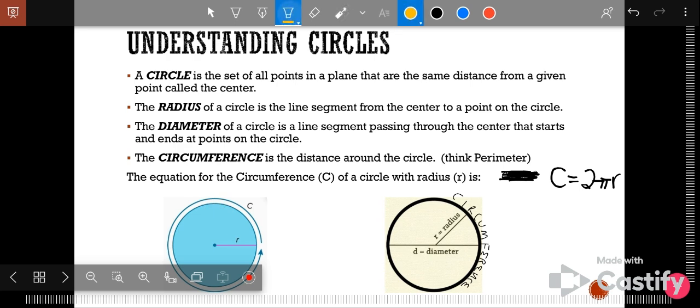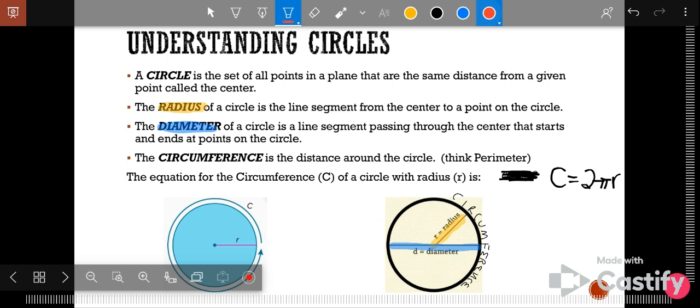Right? The radius is the distance here from the outer edge to the center. The diameter is the distance that goes the whole way through a circle, or across the circle through the center. Essentially, the diameter is 2 radii, the radius on each side.